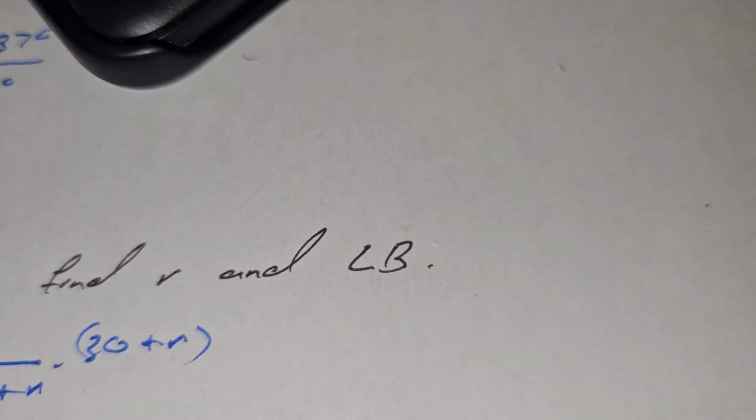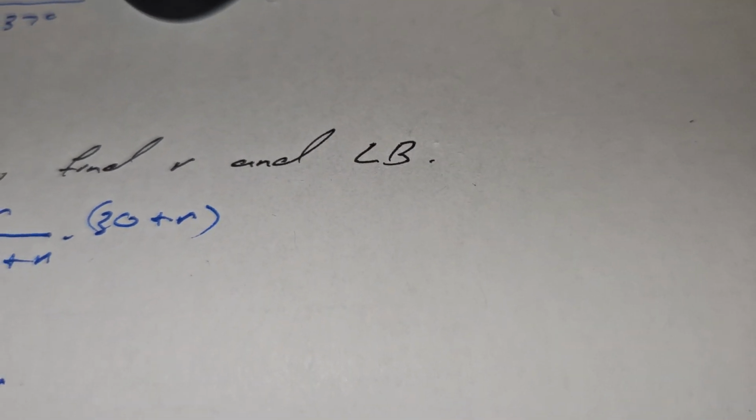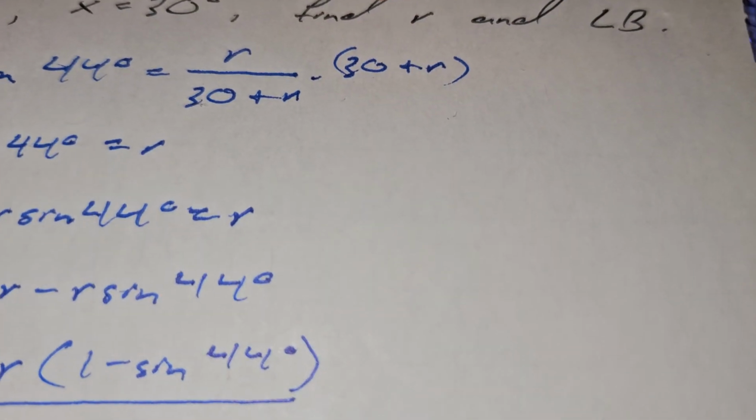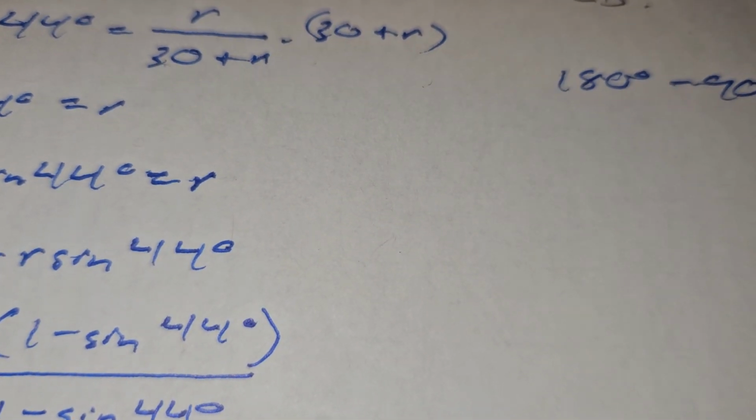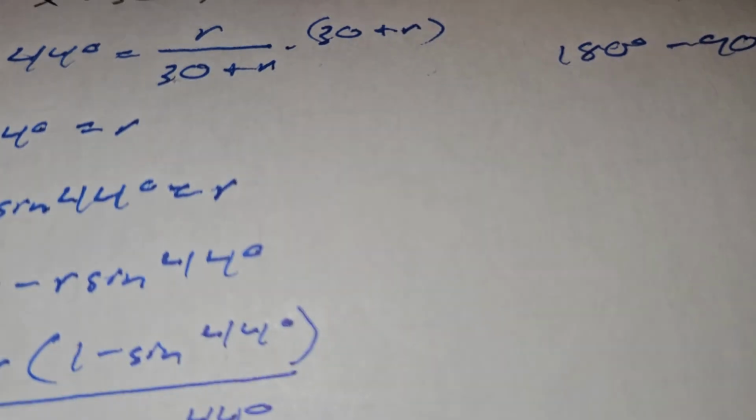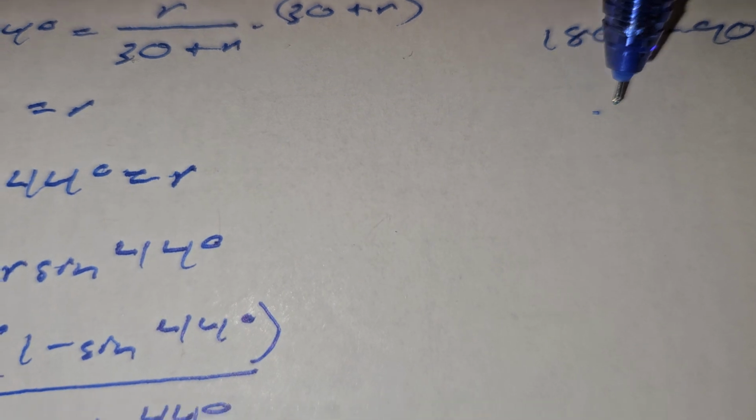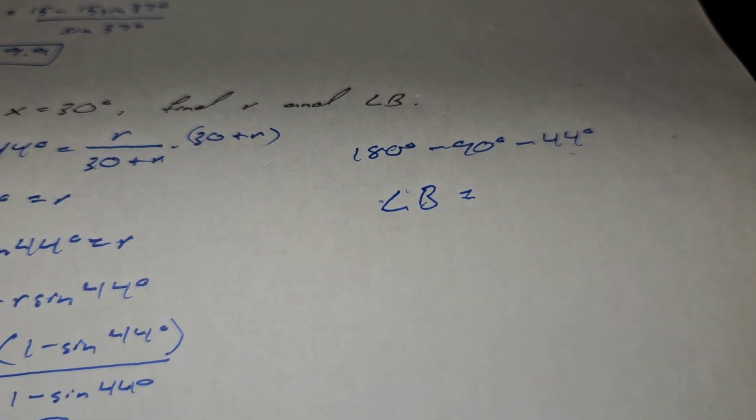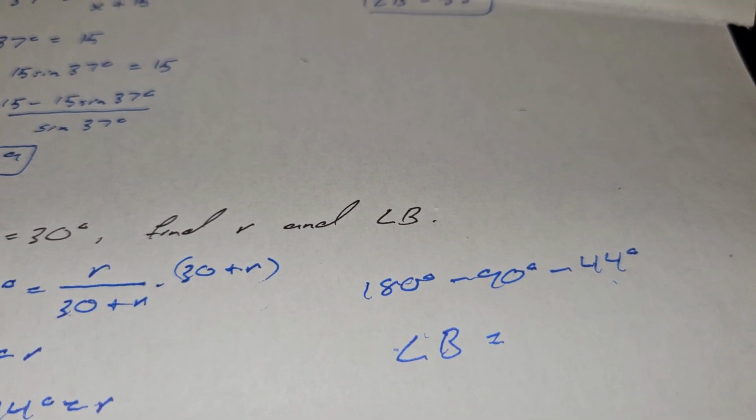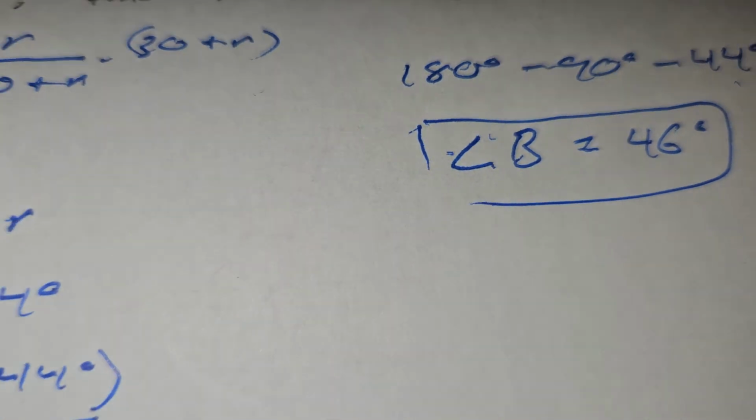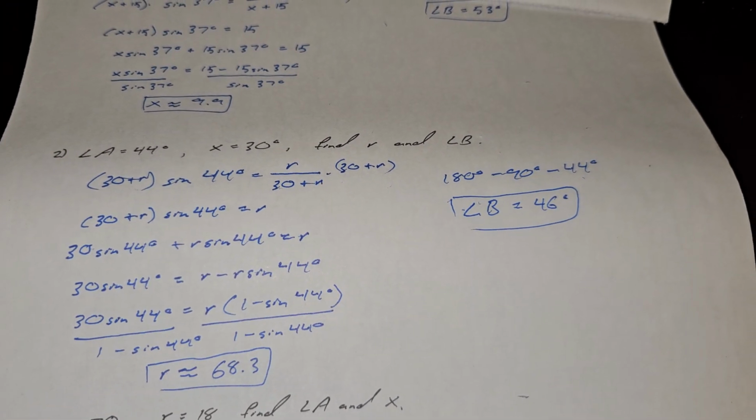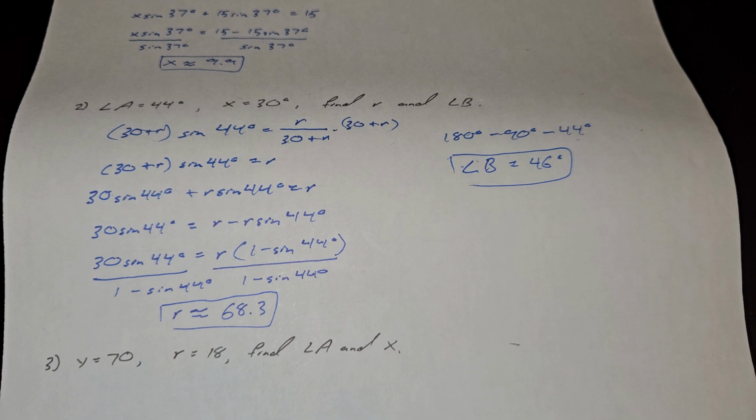What else is it looking for? Angle B. So again, we're going to have to subtract. Remember, this triangle is always going to be equal to 180 degrees, so 180 minus 90 minus what's given to us, 44. So what is angle B? Angle B is equal to 180 minus 90 minus 44, 46 degrees. We found angle B. So that is what it was looking for. We found R and B.